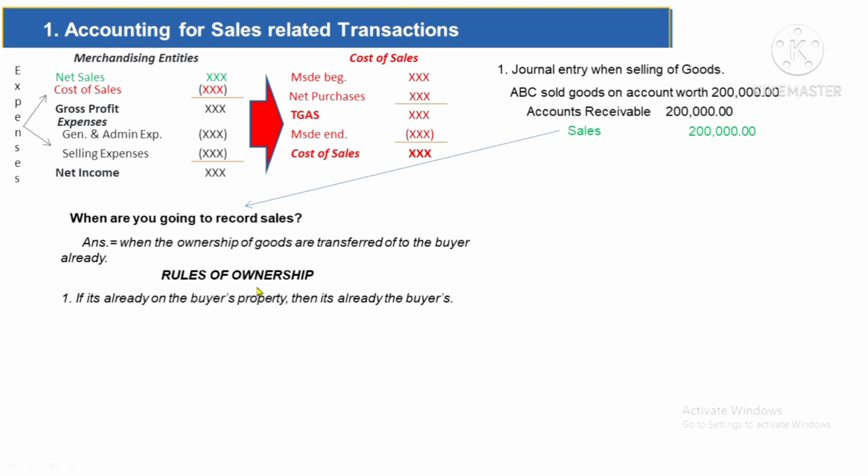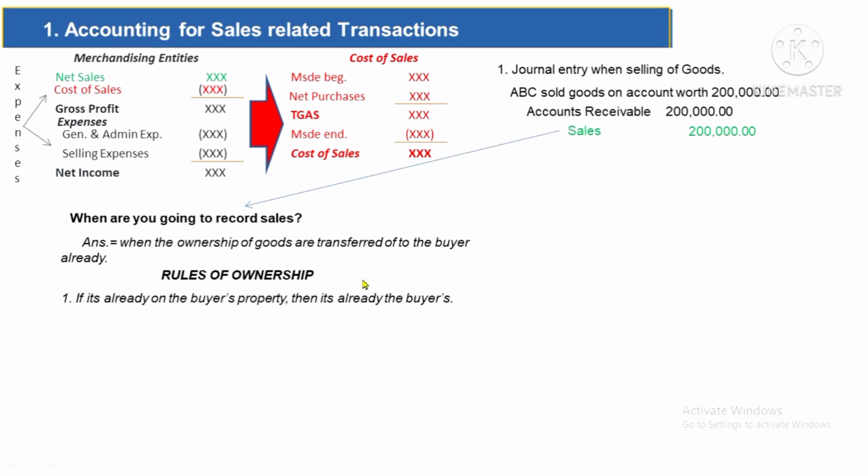What I mean is, for example, if the goods you have sold are picked up by the buyer's trucks, then even if the goods did not yet arrive at the buyer's premises, the title of ownership has already been passed to the buyer. And if that happens, then as a seller, you can already debit accounts receivable or cash and then credit sales.